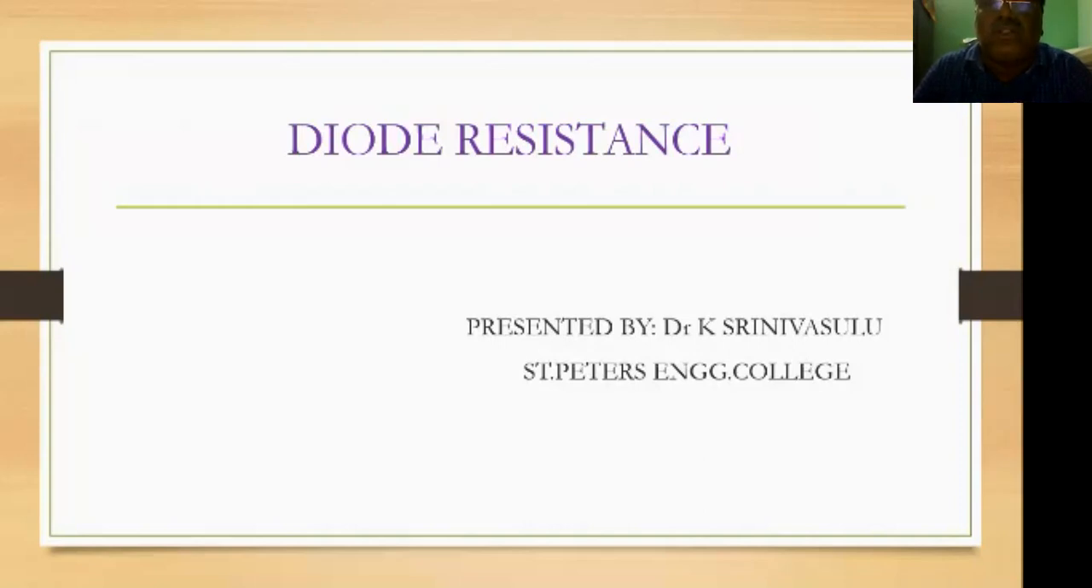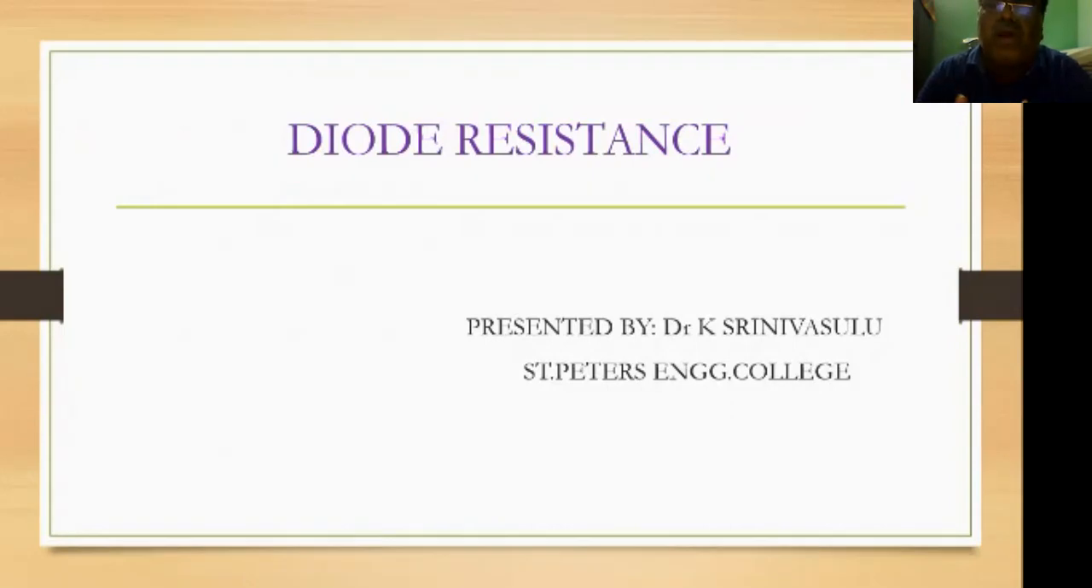So this is also one part under the ADE subject, analog and digital electronics. So diode resistance means, the resistance is a very important parameter in a diode. Depending on the resistance, the current is passing or not. That is one important point.